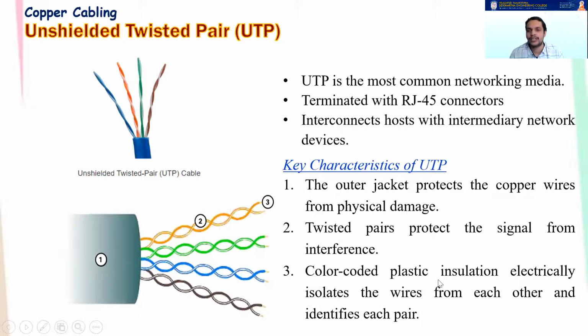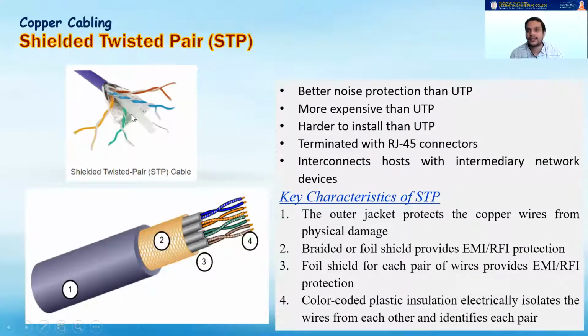Color-coded plastic insulation electrically isolates the wires from each other and identifies each pair. And also you can see that each and every pair is of a different color. The reason why we have these colors is how you connect to the RJ45 connector. I'll show you that. And the next variant of the copper cable is shielded twisted pair, STP.